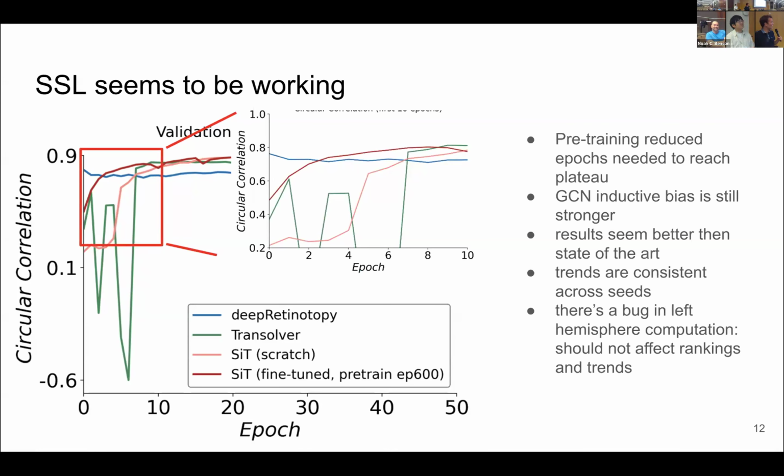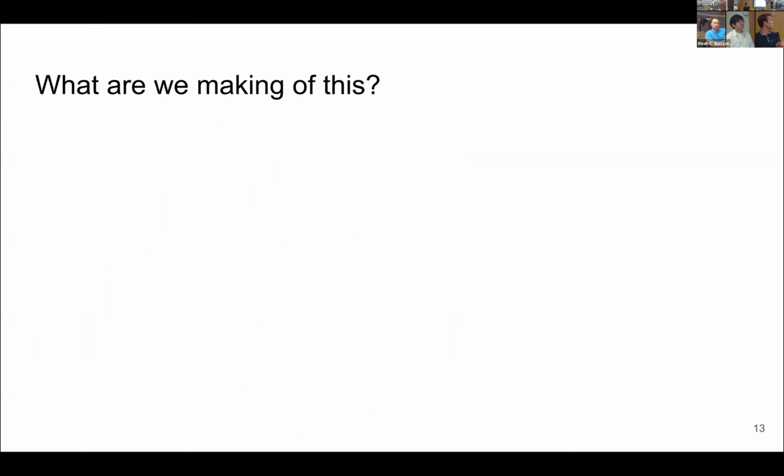In general, these results were obtained on a single seed, but we have replicated them on multiple seeds. So we have done a sort of cross-validation. There is actually a bug in the computation of the left hemisphere representation, but this should not affect the overall trends and the ranking between the different strategies. It could affect the maximum value of correlation that we are able to get, but only for the better.